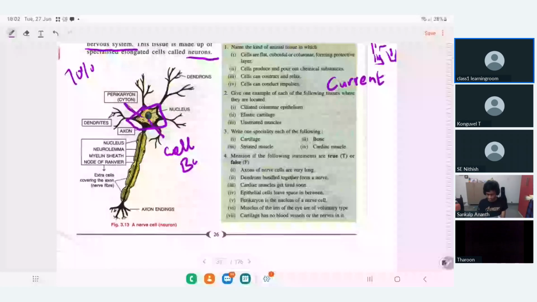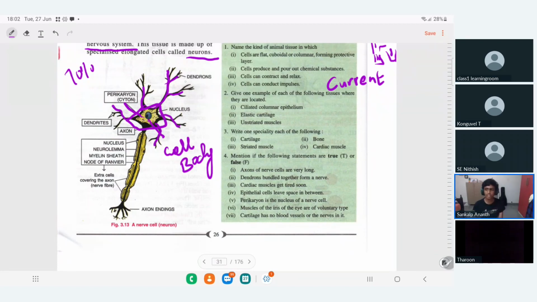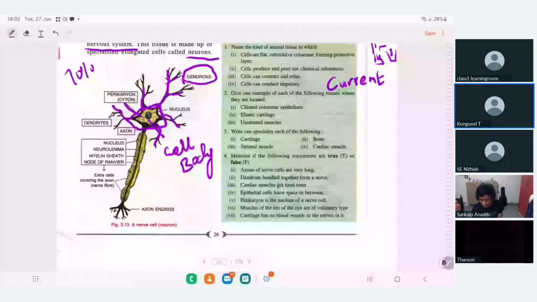Okay, and then the membrane of the cytoplasm is extended and branched. The branches are called what? Dendrites, or dendrons. Dendrons further divide into dendrites. Can you understand? Fine.